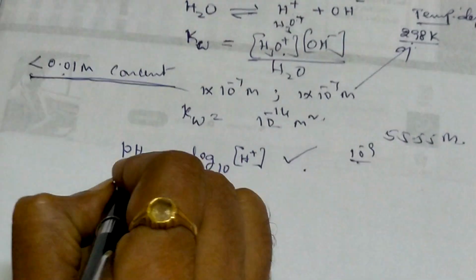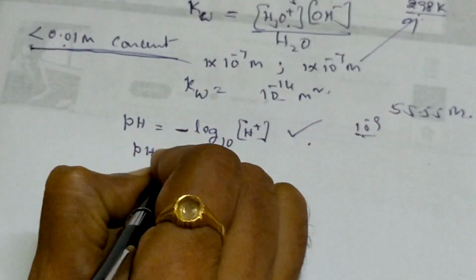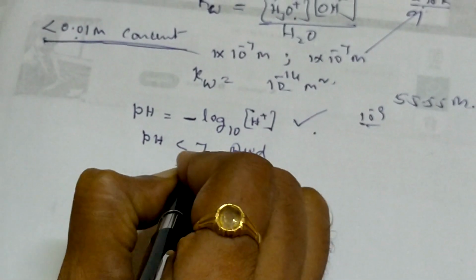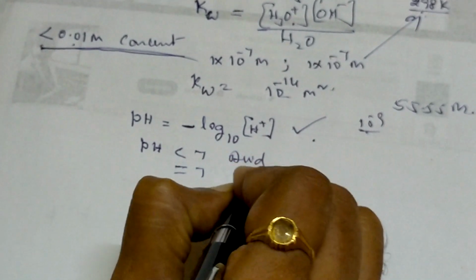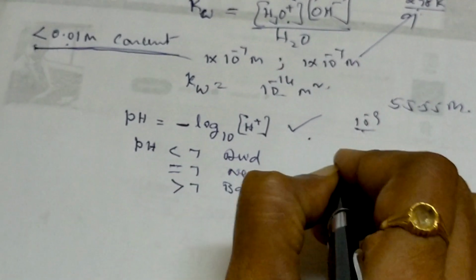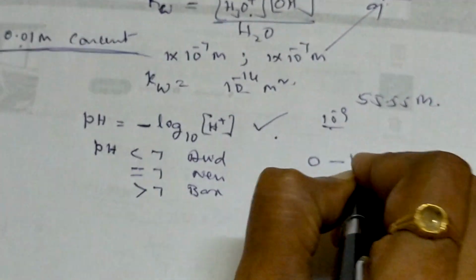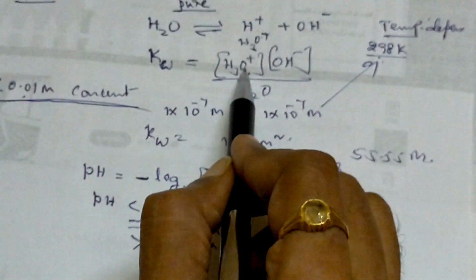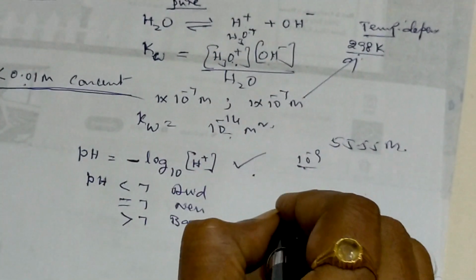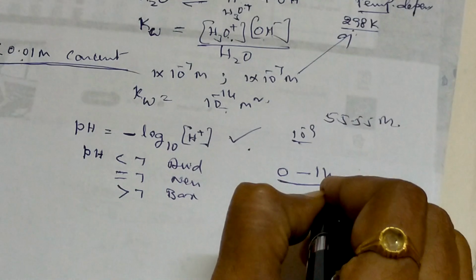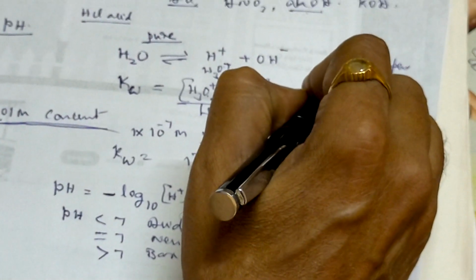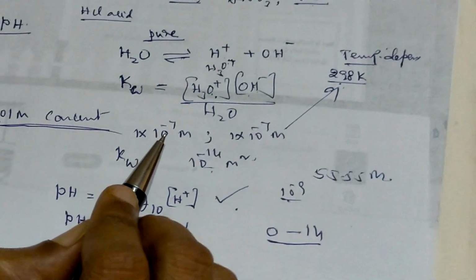So, now, if pH is less than 7, acidic. If it is equal to 7, neutral. If it is more than 7, basic. The range is 0 to 14. From where has it come? Because [H+] into [OH-] equals 10 to the power minus 14, and so the range is given as 0 to 14, at 298 Kelvin only. 298 Kelvin only. Very important.